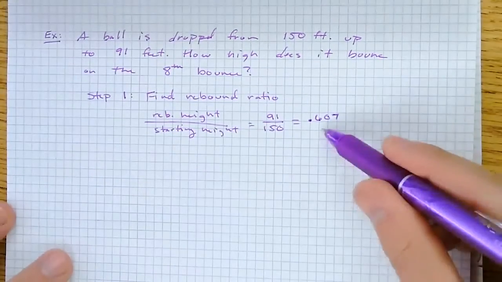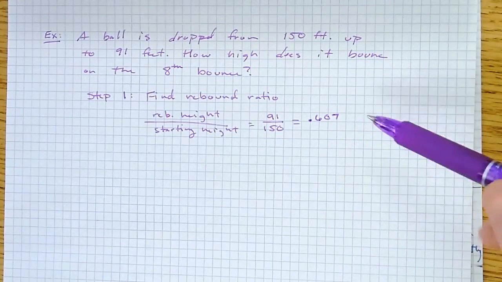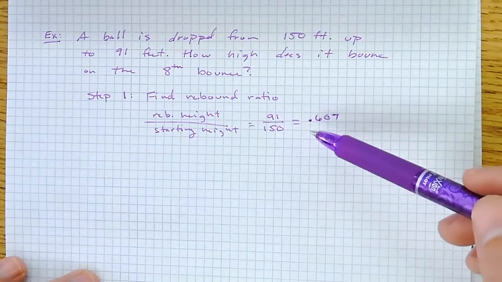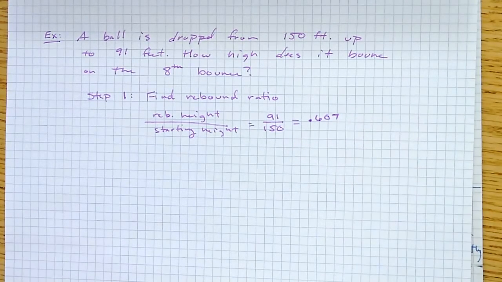Your rebound ratio is always going to be in between 0 and 1. If you get something greater than 1, it's because you have these upside down. So it's important that you know it's always going to be in between 0 and 1, like so.